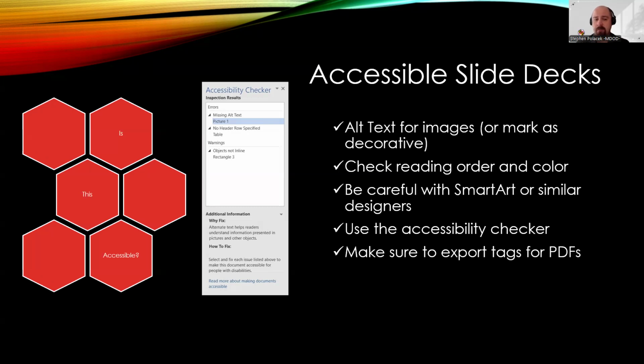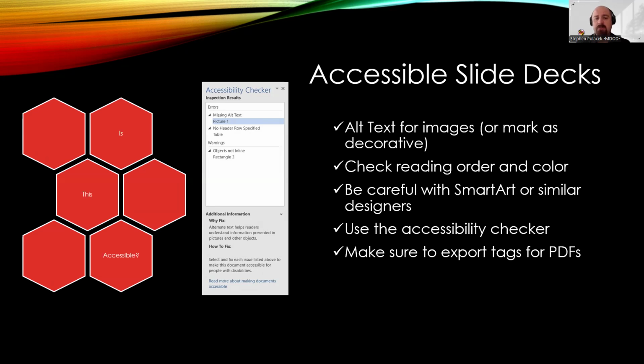Fourth is to make sure to use the accessibility checker. PowerPoint has a built-in accessibility checker. It's a good way to start in making sure that you're handling the basics that we've talked about here. It'll help you check your reading order, remind you to check your alt text. It won't really pick out color well, so that's something you'll probably have to do manually or use another tool. But it will help make sure that your slide deck is readable.